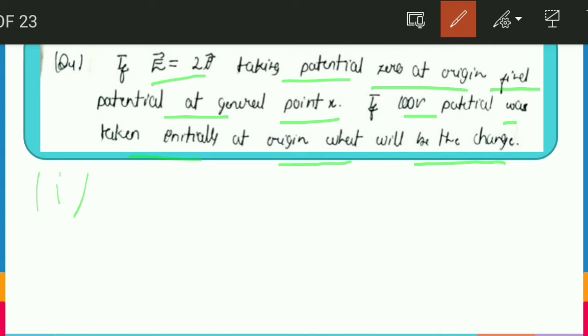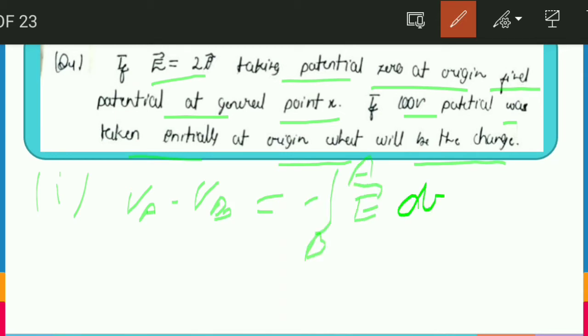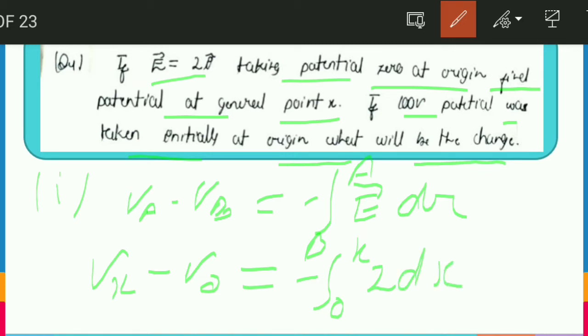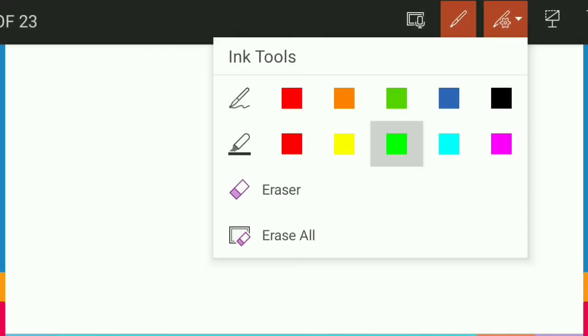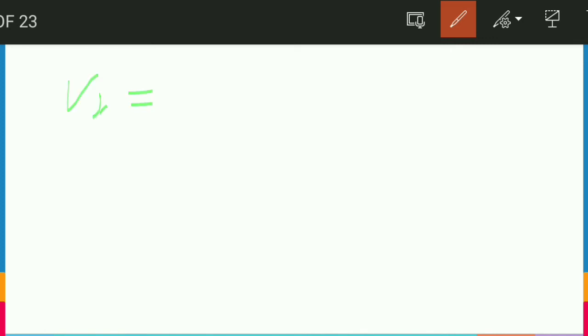So I think potential Va minus Vb equals integration b to a of minus E vector dot dr vector. So Va means at a general point Vx and Vb at origin. So it will be equal to integral from 0 to x of minus electric field vector 2 i dx. And this is 0 for the first case. So we get Vx, and integrating this, what we'll get? We get Vx equals minus 2x, and it is scalar.